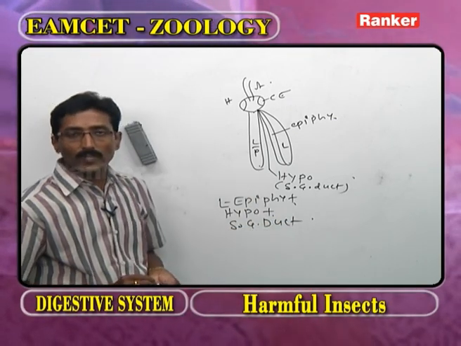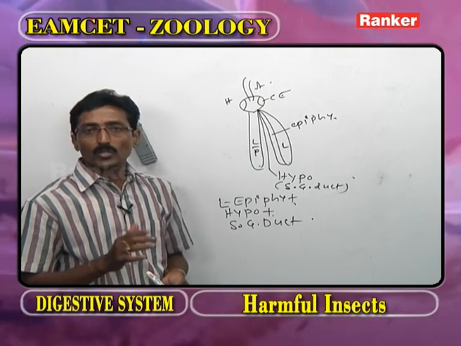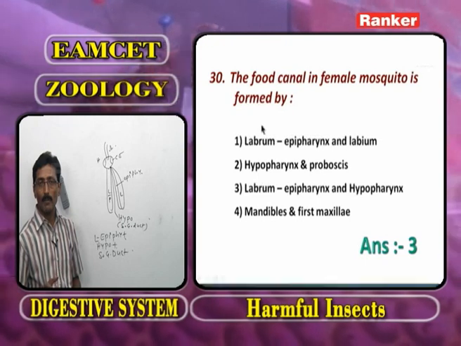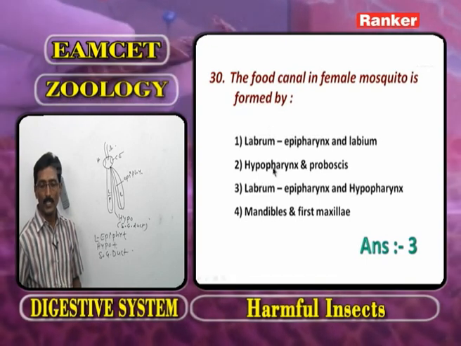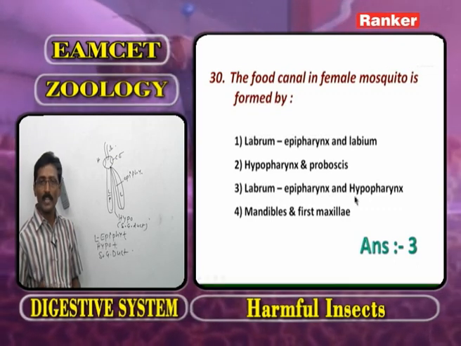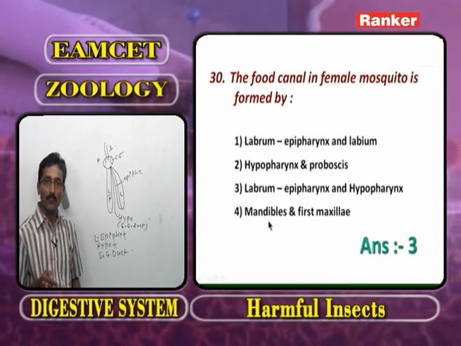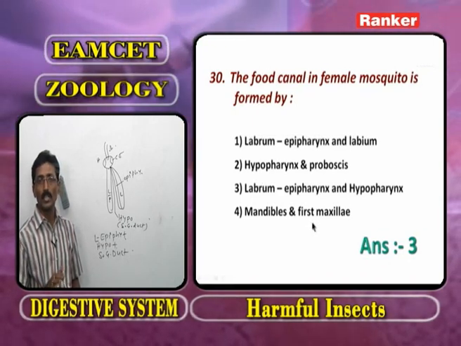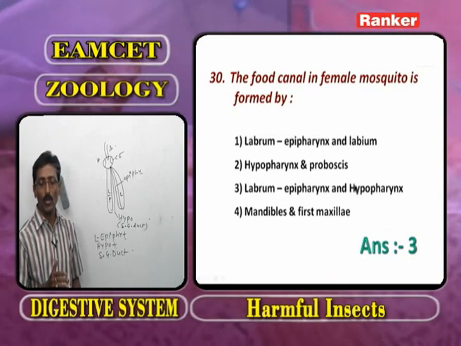As we observe the options, the food canal in female mosquito is formed by: labrum, epipharynx, labium; hypopharynx, proboscis; labrum, epipharynx, hypopharynx. The hypopharynx includes the salivary gland duct. So the third answer is correct. Now, we go for the next question.